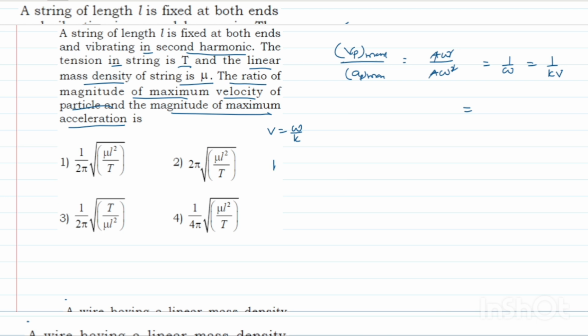So when you take this ratio, 1 by Kv is nothing but 1 by K, where K is the propagation constant, which is 2 pi by lambda. Instead of 1 by K we get lambda by 2 pi, into the velocity, in the sense root over T by mu. When you reverse this, here we get mu by T. So this is the maximum velocity of the particle by the maximum acceleration of the particle formula.